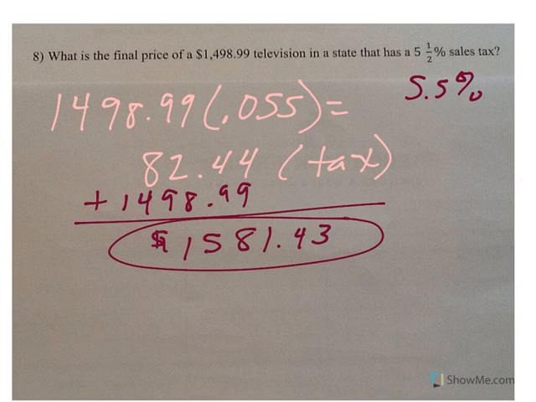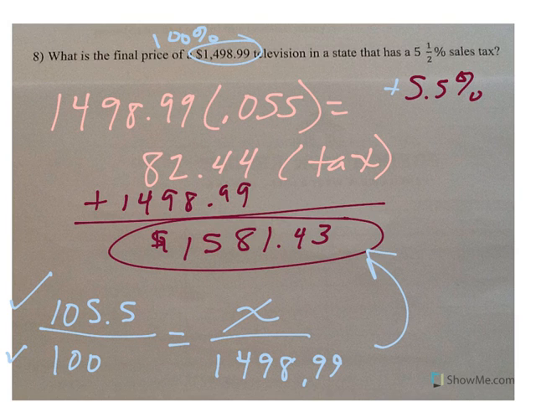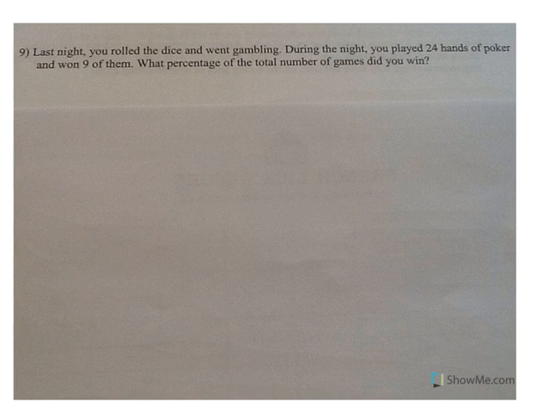Now, for those of you who are math geeks and you're like, I want to know how to set this up as a proportion, okay, well, think about it. This is 100% of the item. You pay an additional 5.5% for tax. So as a proportion, 105.5 over 100. This is after tax, this is before tax. The price of the TV before tax is $1498.99. You're trying to find the price after tax. If you set that up as a proportion, this $1581.43 is what you would get for your answer.